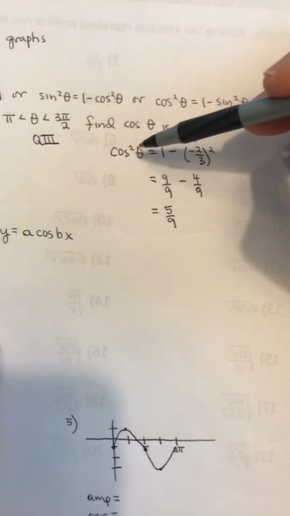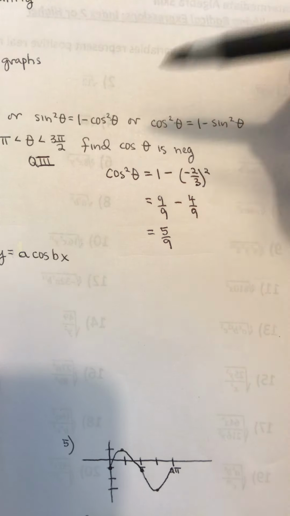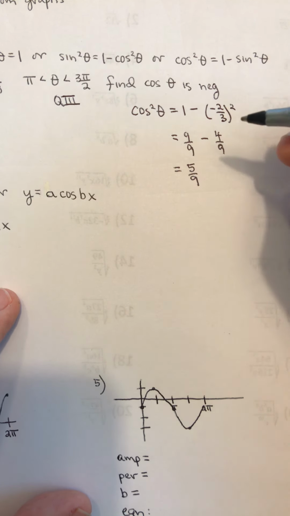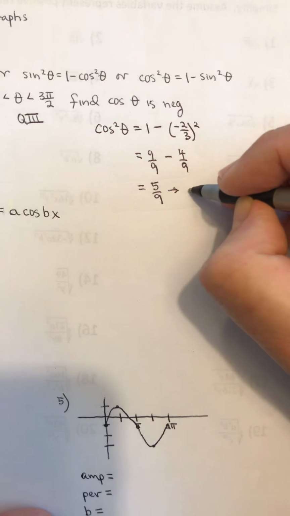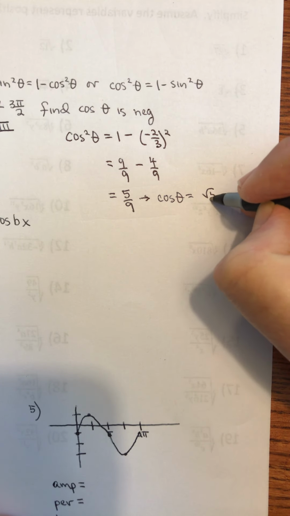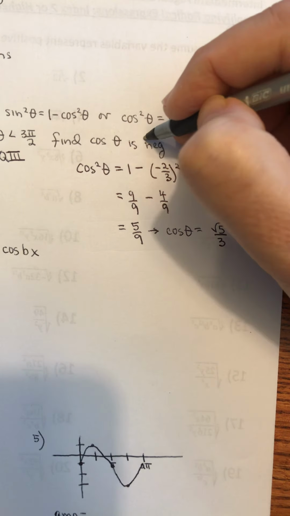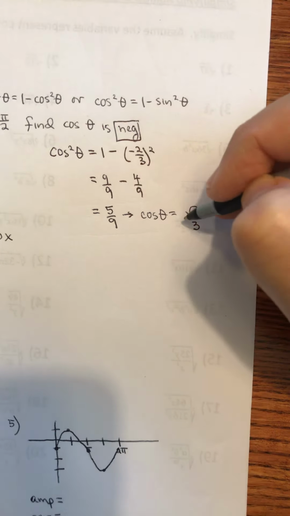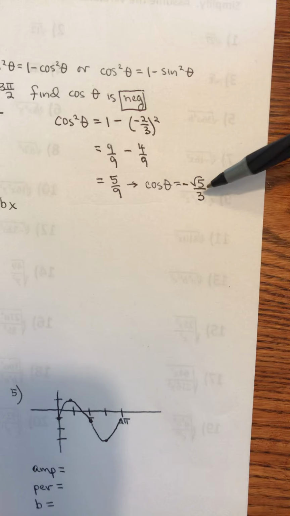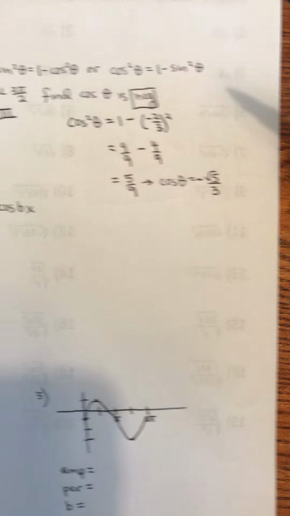Now notice, this says cosine squared theta equals 5/9, but this says find cosine. So I have to take the square root of that. I take the square root of both of these, and that would give me cosine of theta equals the square root of 5, can't simplify that, over the square root of 9, which I can, which is 3. But remember, we said that answer was negative. Don't forget to put that in there. So what is the cosine when sine is negative 2/3? Negative square root 5 over 3. So that is the Pythagorean identity.